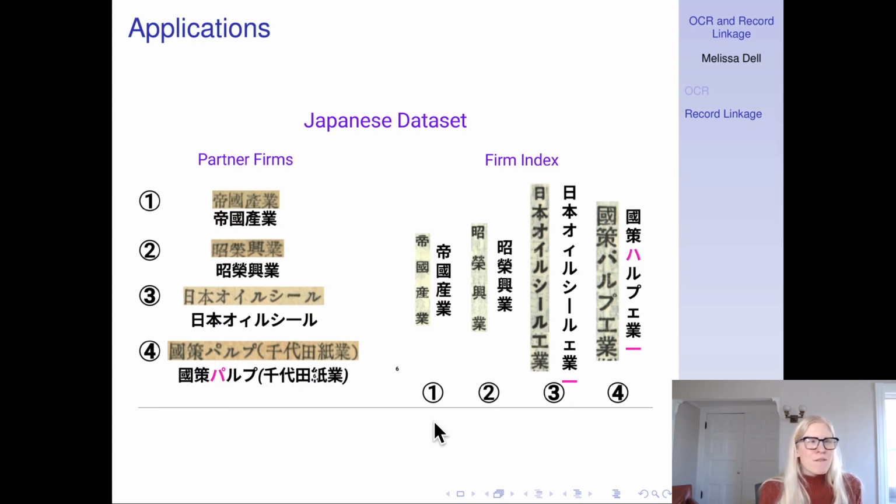And this is written vertically instead of horizontally. And again, we have localized the firm names and we have OCRs of it, which do contain some errors.